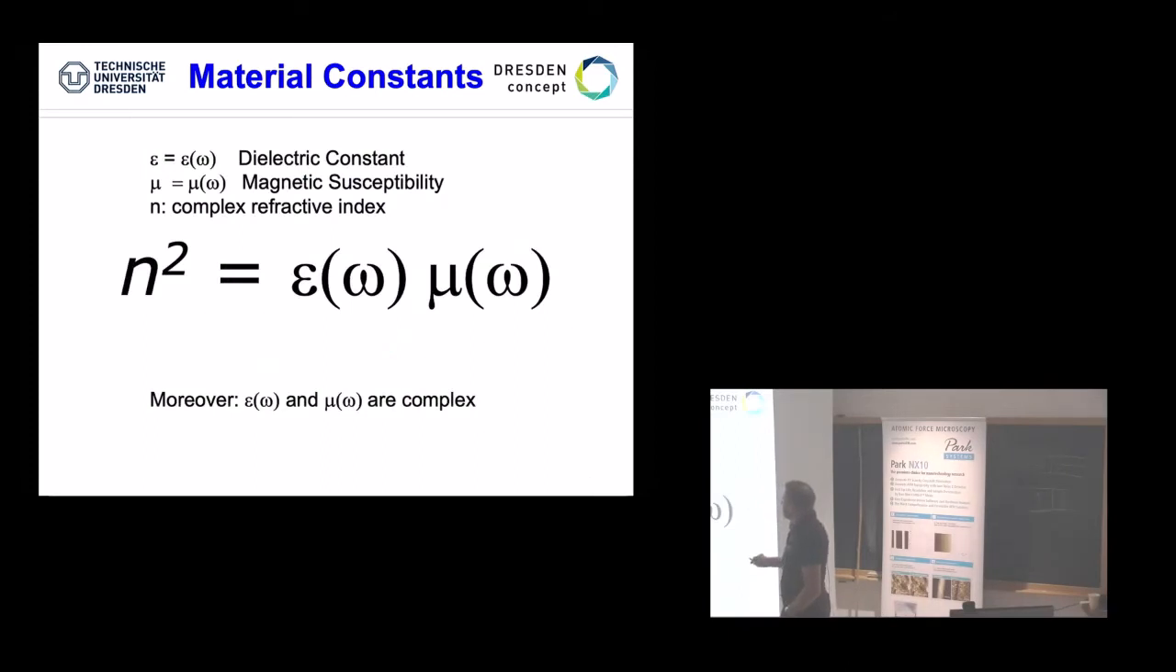Well, the dielectric constant, epsilon and mu, they go together, as we know, into the n squared. So if you take the product, you get what we call the complex refractive index.